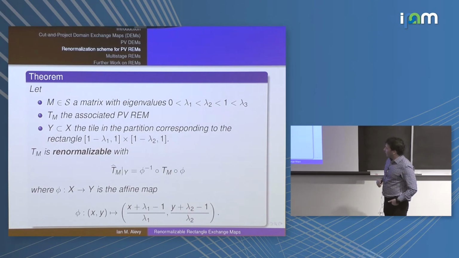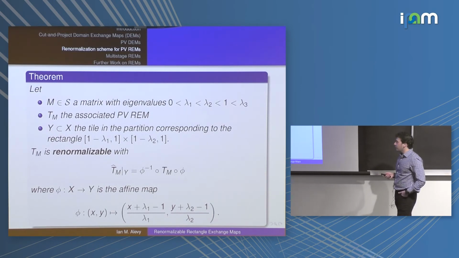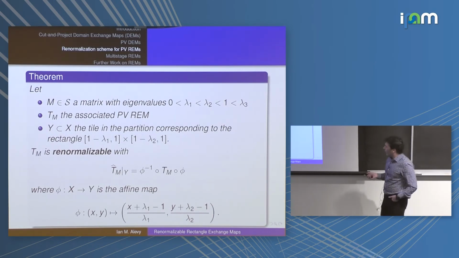Right, so our theorem is the renormalization scheme for domain exchange maps in this family. We take a matrix M and S. As I mentioned, it will have eigenvalues where the smallest two are between 0 and 1, and the largest one is bigger than 1. We call Tm the associated PV rectangle exchange map. And we'll take Y to be the tile in the partition corresponding to the rectangle (1 minus lambda 1, 1) cross (1 minus lambda 2, 1).